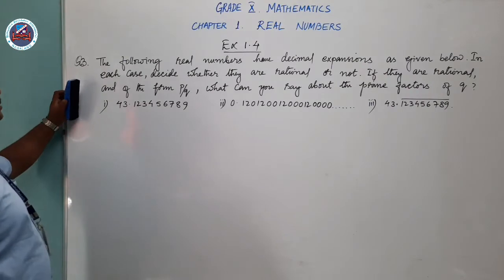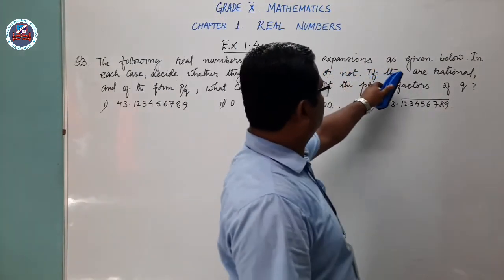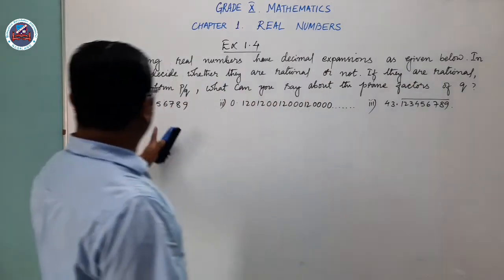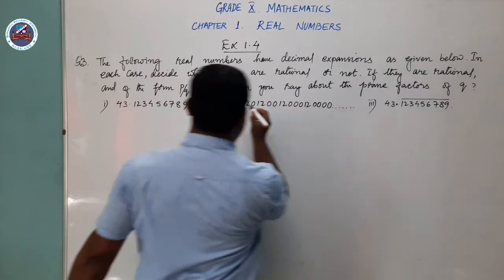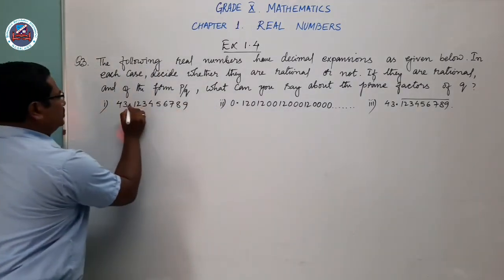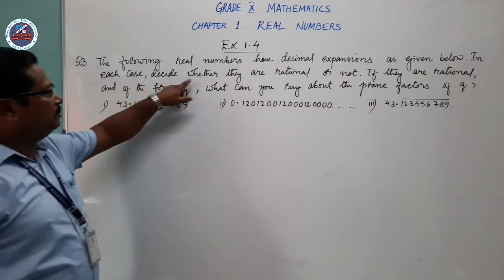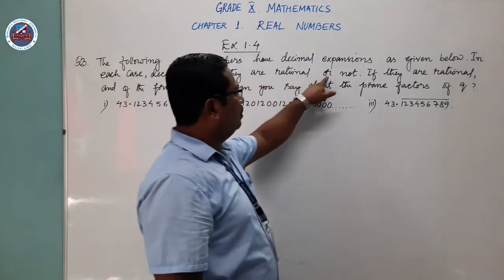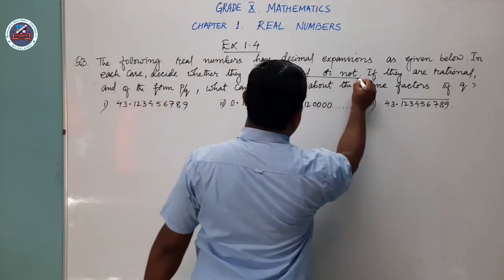Question number 3. The following real numbers have decimal expansions as given below. All the 3 numbers that you can see are given in terms of decimal expansion. In each case, decide whether they are rational or not. First of all, you have to check whether they are rational or not.